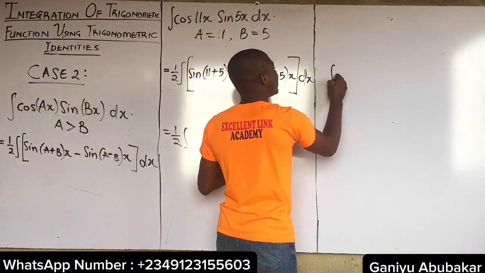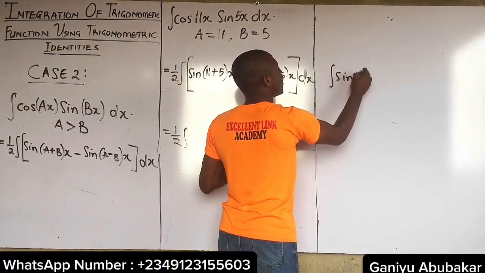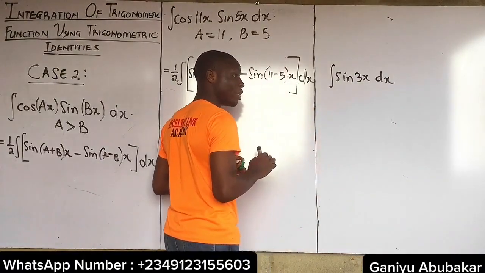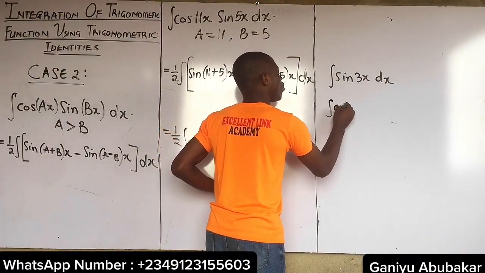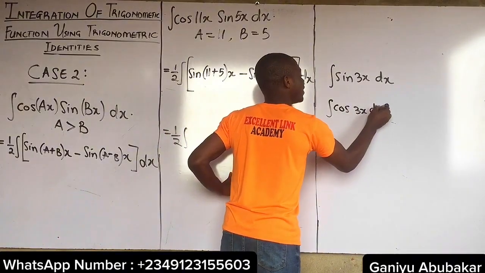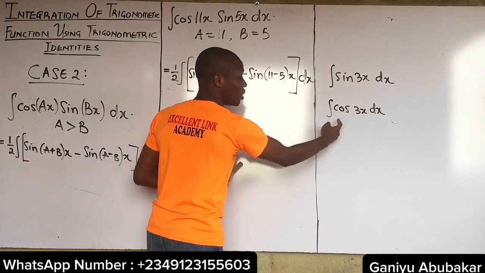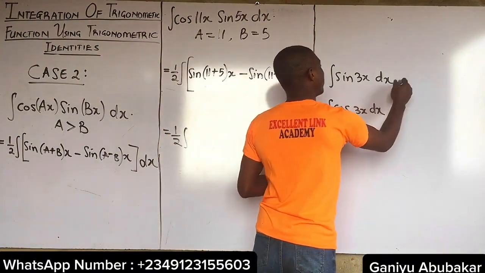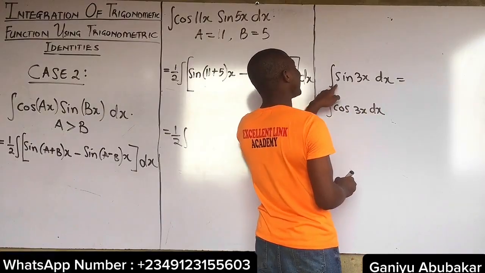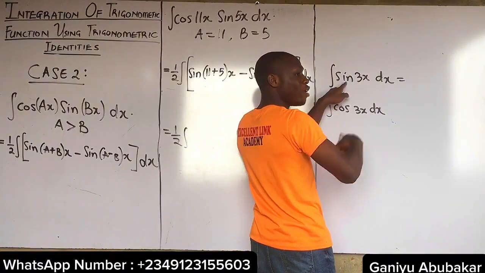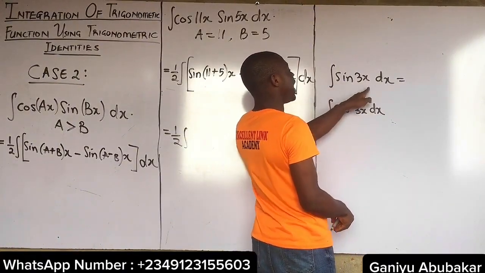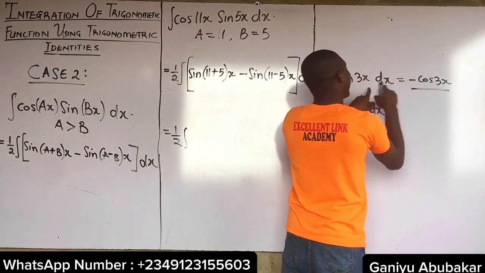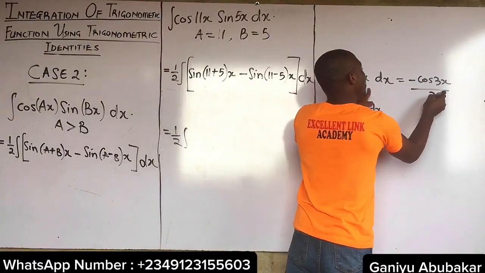If I have integral of sine 3x dx, I showed you a shortcut of solving this one last class. If I have integral of cos 3x dx, I showed you a shortcut to solve this one here. So what's the shortcut? If I integrate sine 3x, I'll have minus cos 3x, all over the derivative of 3x, which is 3, plus c.